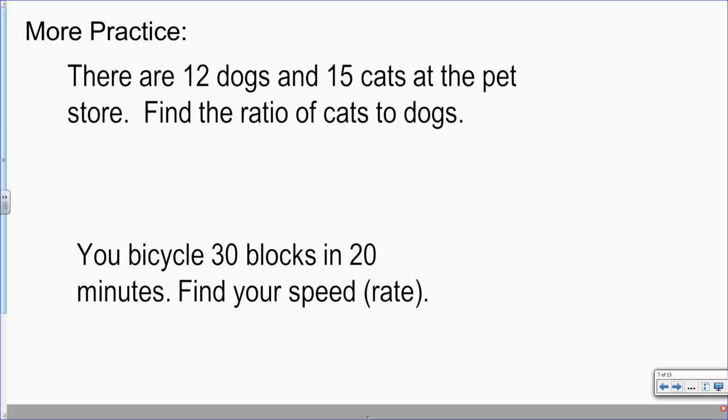Okay, so we just want to quickly go through these practices on your paper. There are 12 dogs and 15 cats at the pet store. Find the ratio of cats to dogs. They say cats first, so I would say 15 cats over 12 dogs. That's all it wants you to do.